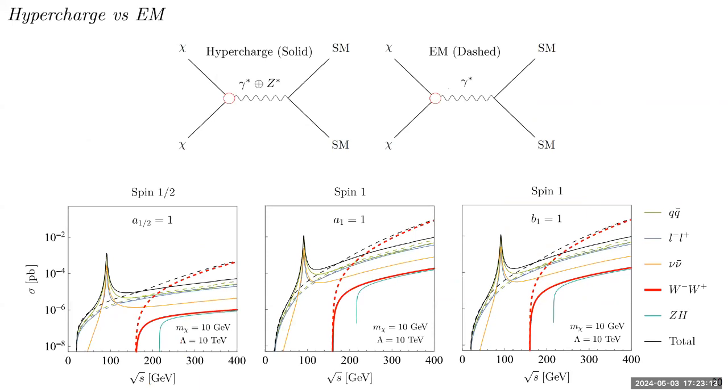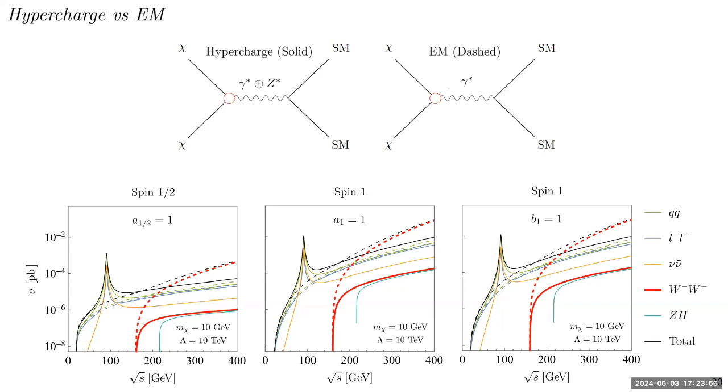So next, let me compare the difference between the hypercharge interaction and the electromagnetic interaction. As Professor Scopper said, in the case of hypercharge interaction, the mediators are the photon and also the Z boson. But if we consider the electromagnetic case, there is only one mediator, which is the photon. So here I draw the corresponding annihilation process cross-section. The y-axis is nothing but the cross-section, and the x-axis is the collision energy of this annihilation process.